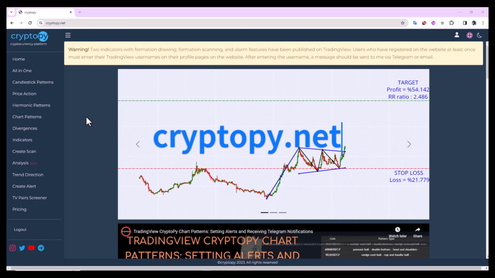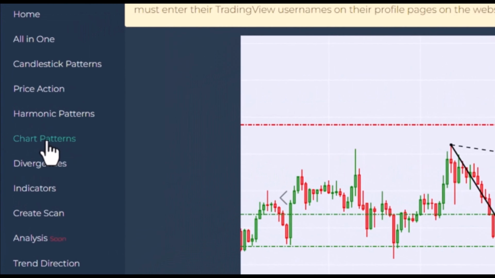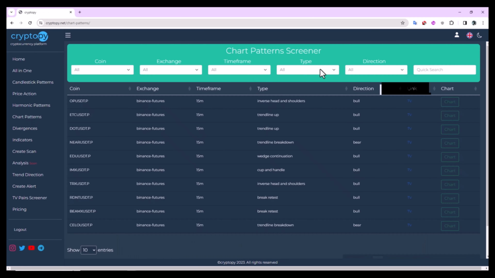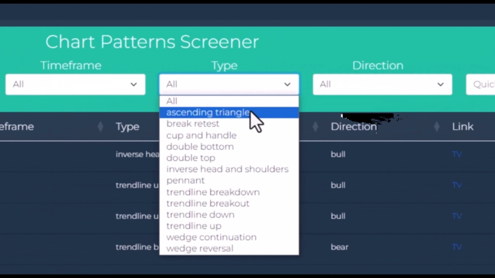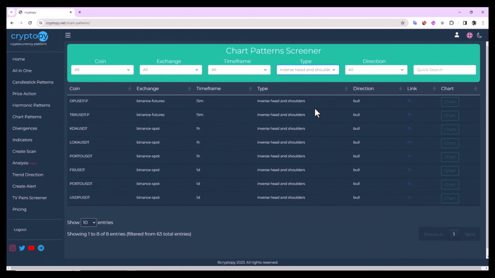First, let's go to the cryptopy.net website and click on the chart pattern section. Select the inverse head and shoulders option from the type section in the opened window. As you can see, numerous scanning results have emerged. Let's examine the scanning results one by one.